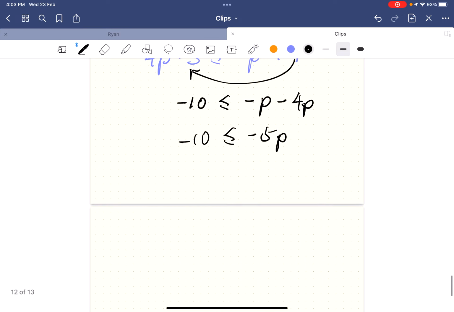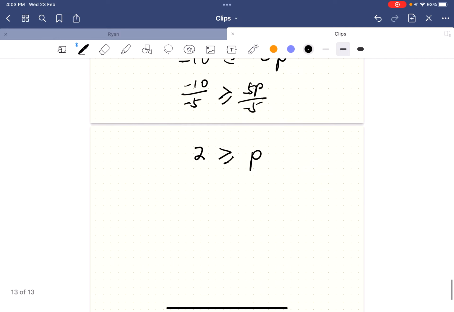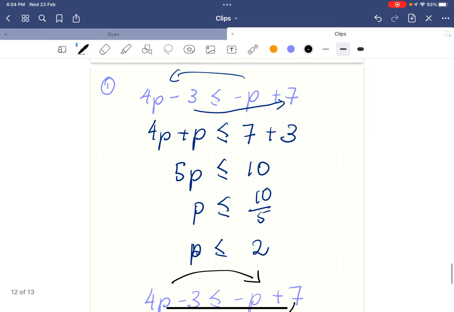Remember, when we multiply or divide by a negative number, we have to swap the direction of the sign. So now we have 2 bigger than or equal to p. Look at that, the arrow is pointing to the p. If we swap the situation, it should be like this. You may see that it's a different way, but we got the same answer.